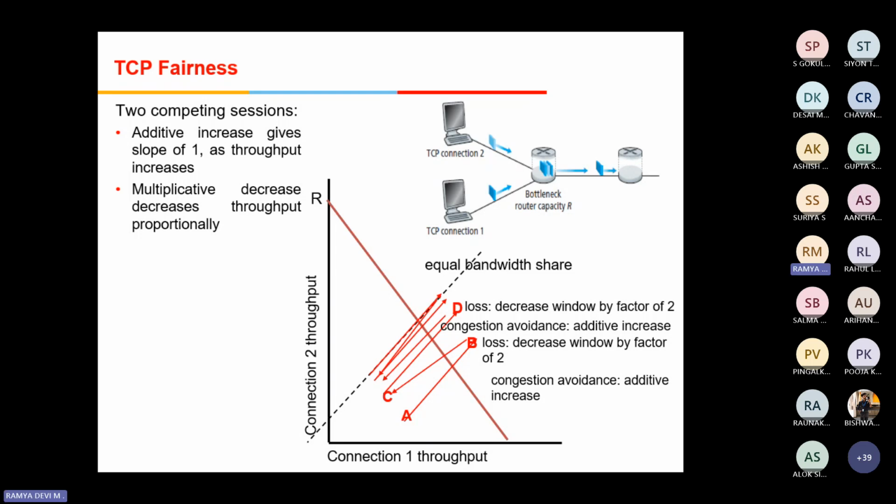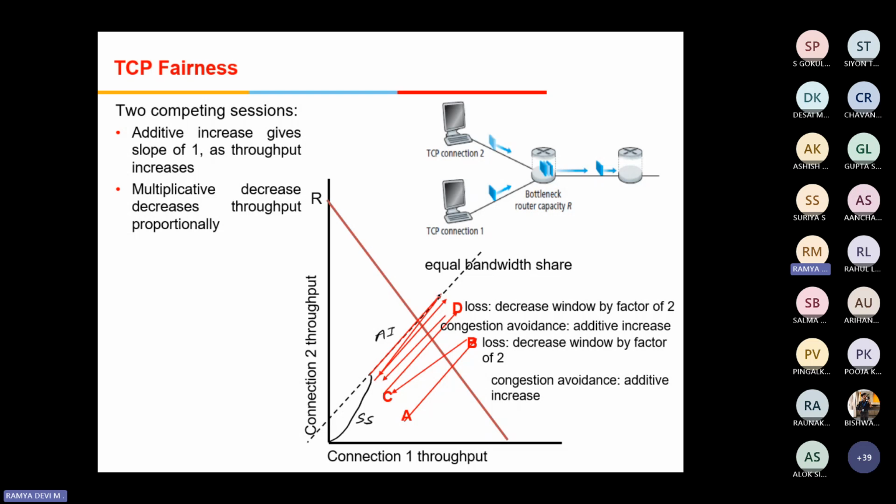TCP fairness. Two competing sessions are there, connection 1 and connection 2. We have seen this diagram in the previous slides. From here to here it is an exponential increase, but here it is a linear increase. Additive increase will give a slope of 1. So if throughput increases, it gives a slope. This is slow start and this is additive increase.